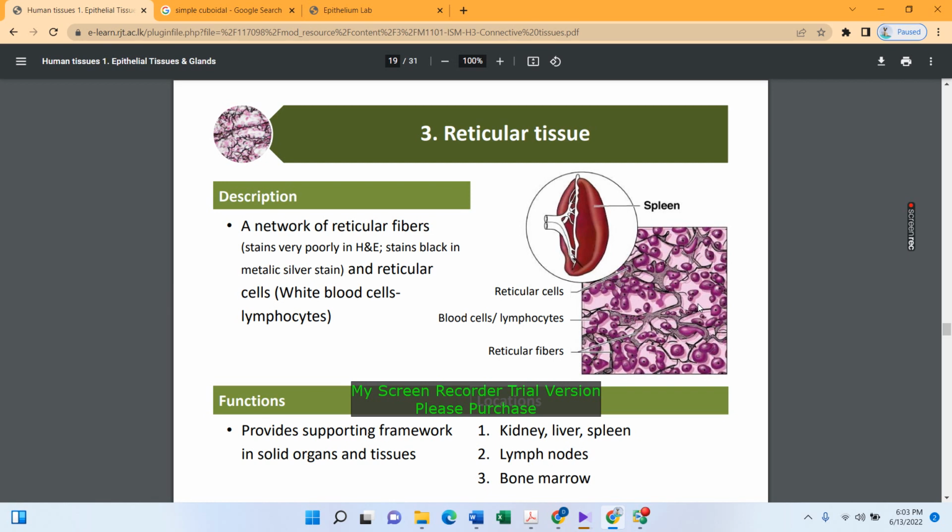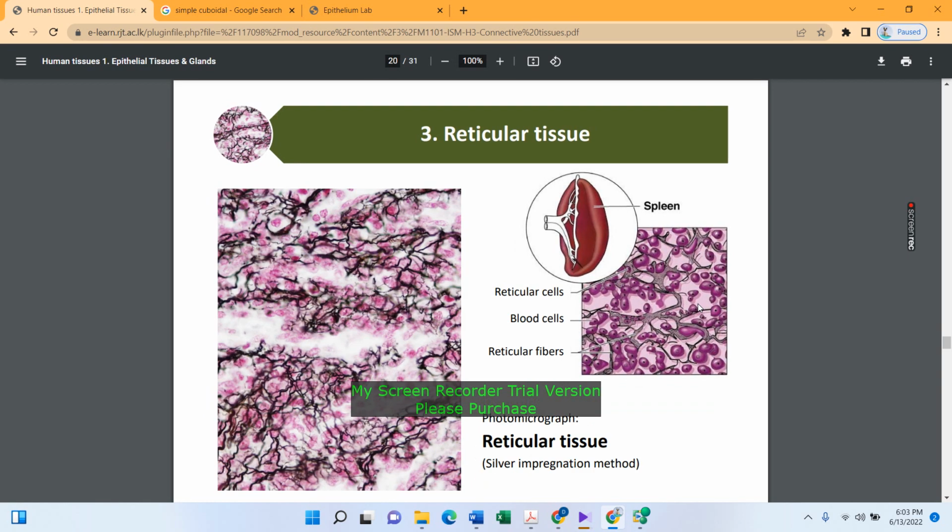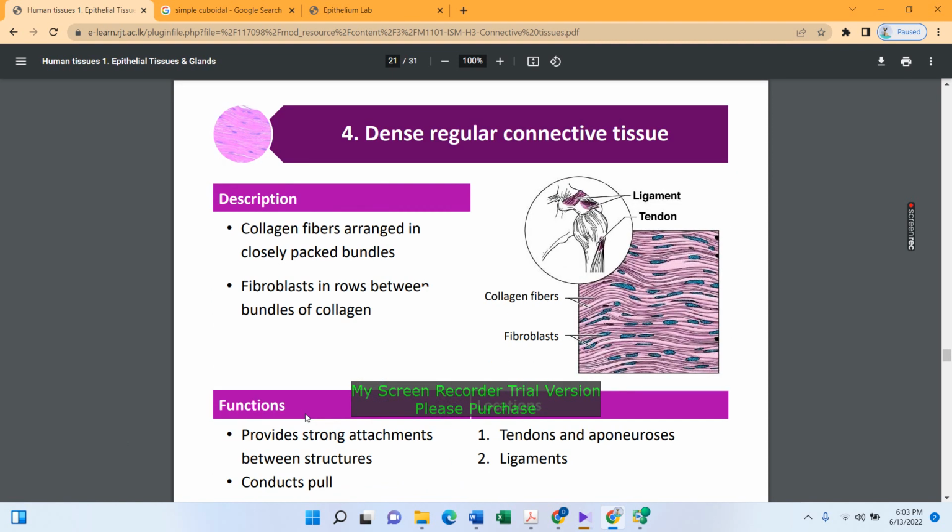It is a very poor stain in H and E, and stains black in silver impregnation method. So you can see it has been stained black in the silver impregnation method. So you can see the reticular fibers, right? And the lymphocytes and white blood cells.